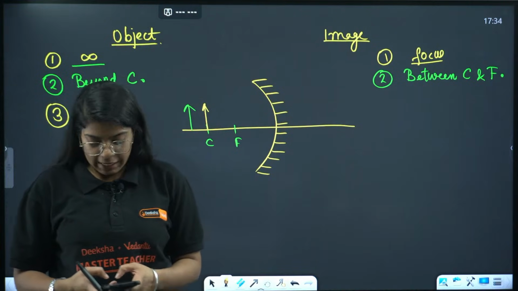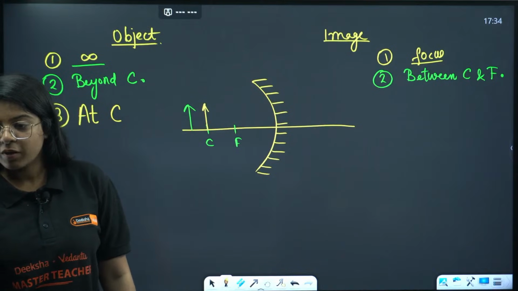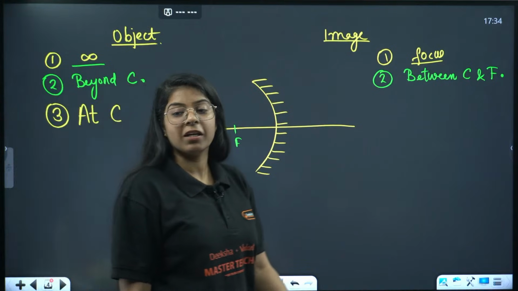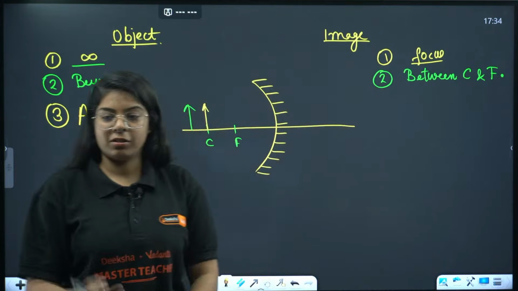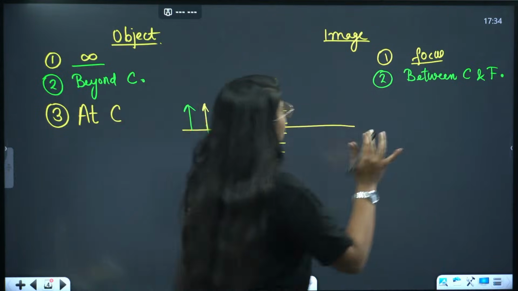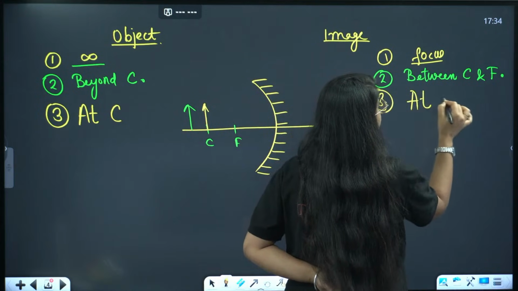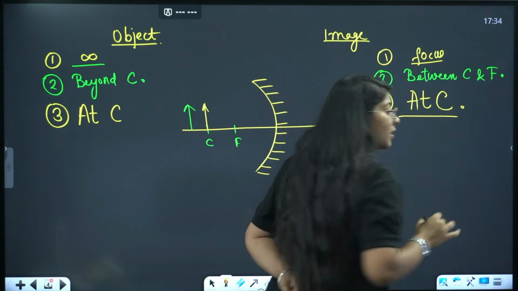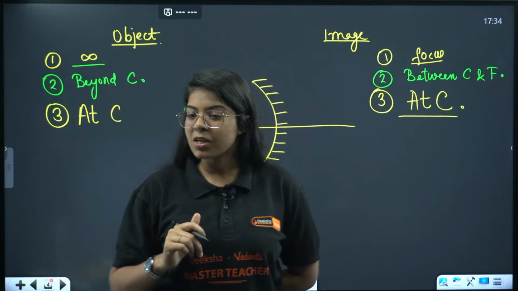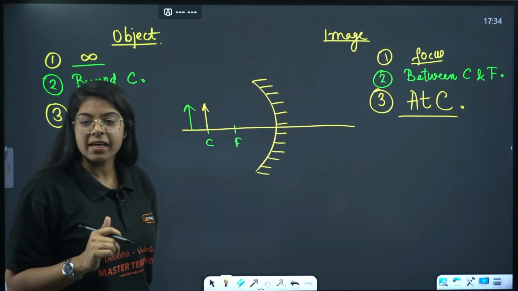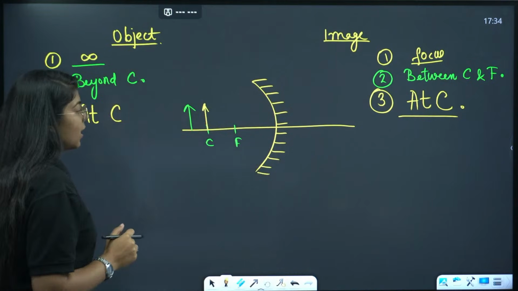Tell me. The image will be formed at C and the image will be the same size and it will be real and inverted. Yuan is saying very good. Very good, absolutely great. Third case, Yuan is saying at C. Let's see if the image is being formed at C or not. Mikasa is also saying at C.